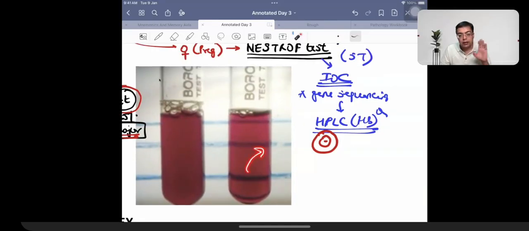Normally, the black line is visible. Remember it this way: the black line is visible in case of normal people, you and me. But in case of thalassemia, the black line is not visible.